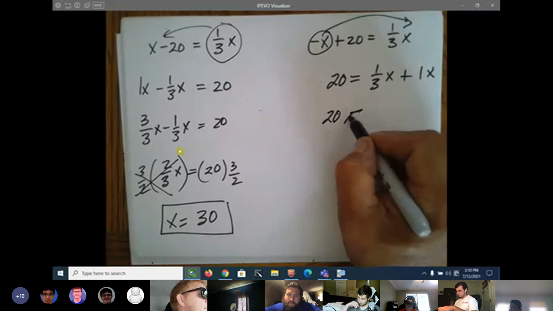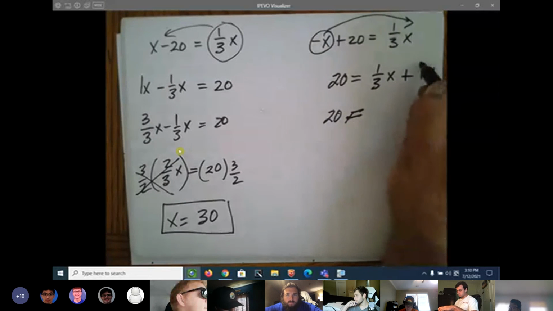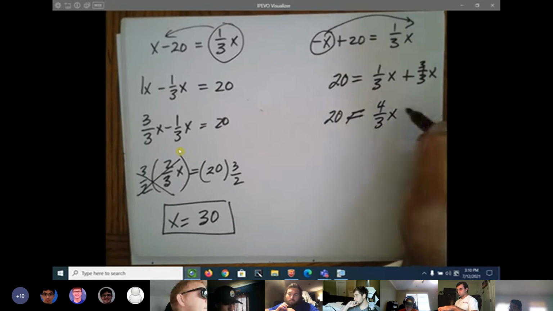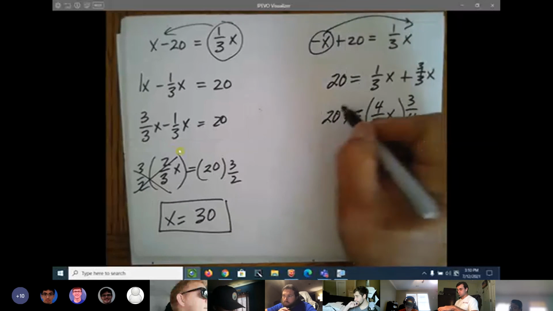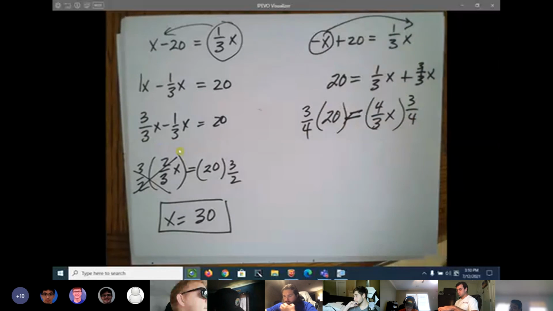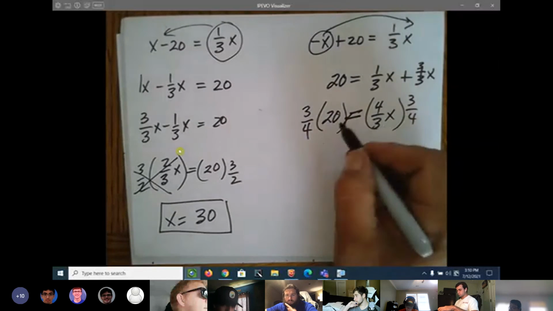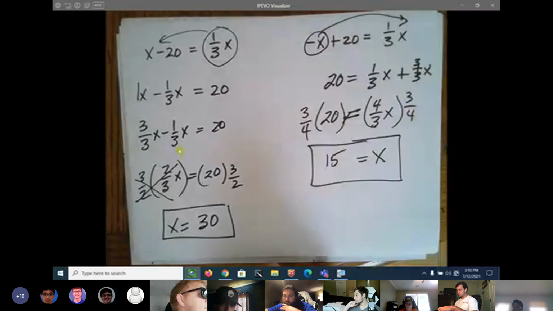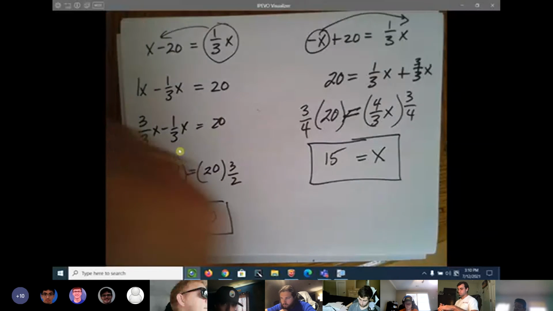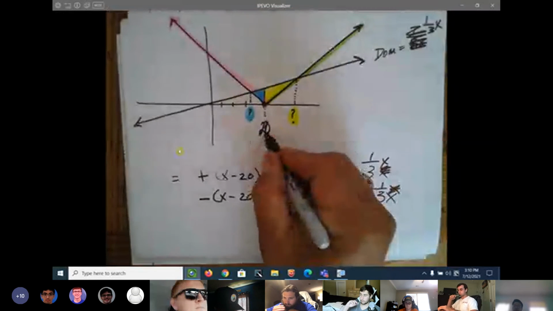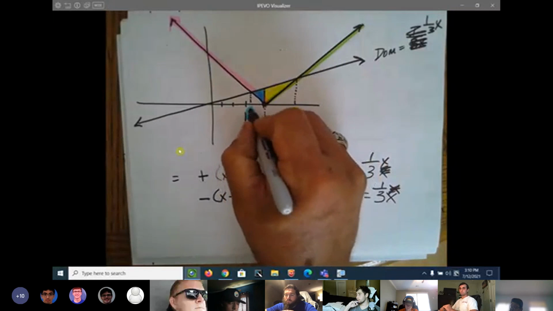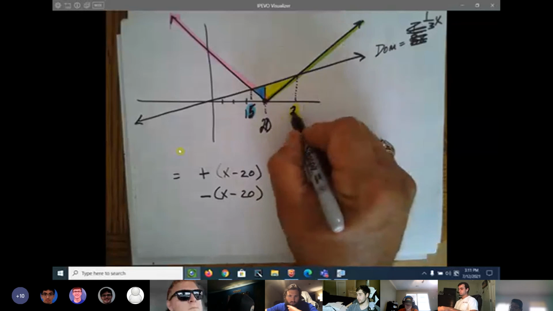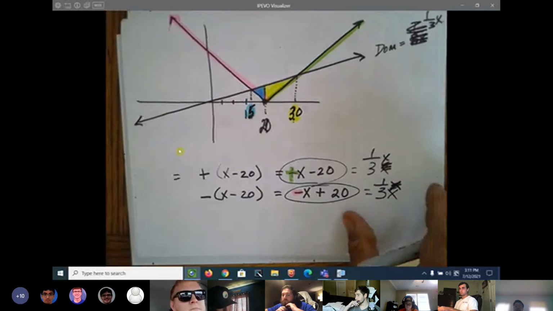20 is equal to 4/3 x, multiplied by 3/4. X is equal to 5 times 3, which is 15. Let's see if it makes sense. Is 15 less than 20? Yep. Is 30 more than 20? Yep. All right, let's do the setup.